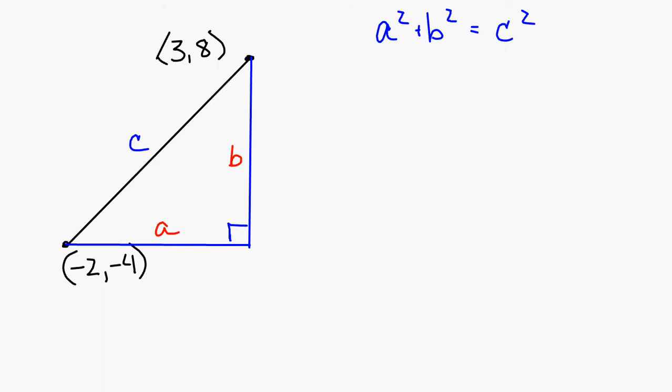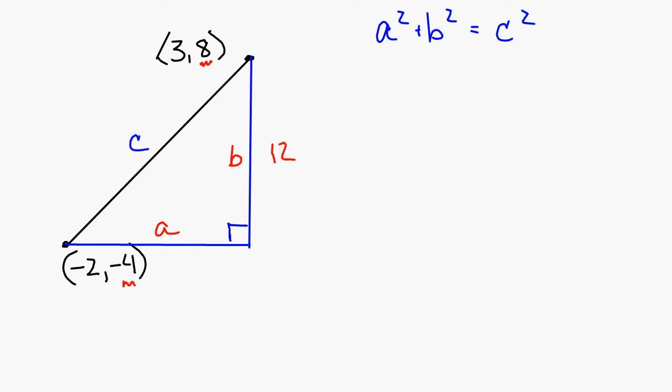Now watch, this ties into what you did yesterday. The vertical leg of this triangle. On the coordinate plane, which axis is vertical? X or Y? The y-axis is vertical. So don't the y values tell you the length of that leg? Aren't you going from 8 to negative 4? How far is that? 12. This leg is 12.